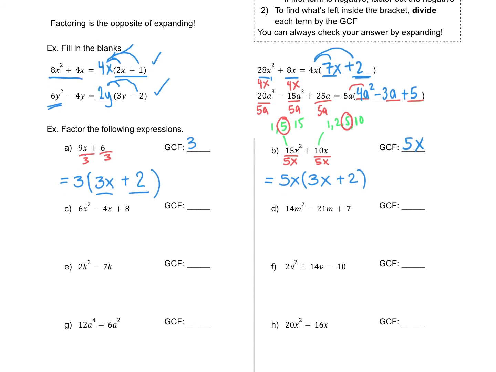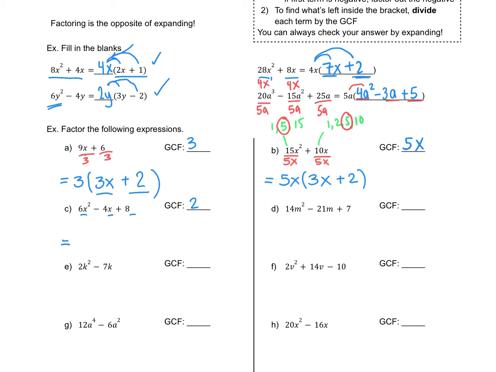Okay, let's try another one. 6x squared minus 4x plus 8. So 6, 4, and 8. The only number that they have in common would be 2. Because if you look at 4 and 8, you might say, well, they're both divisible by 4. But 6 isn't divisible by 4. So it has to be something else. And 2 would win here. If I look at my variables, I see an x squared, I see an x, but then the last term doesn't have an x. They don't all have an x in common, so it can't be part of the GCF.